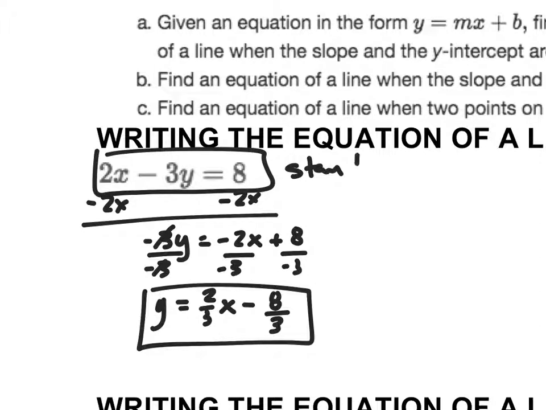Okay, and what I can gather from this, so this equation here is in standard form, meaning that x and y are on the same side. Okay, and this is in slope-intercept form.